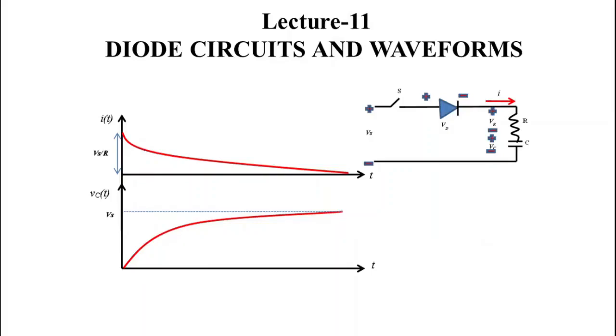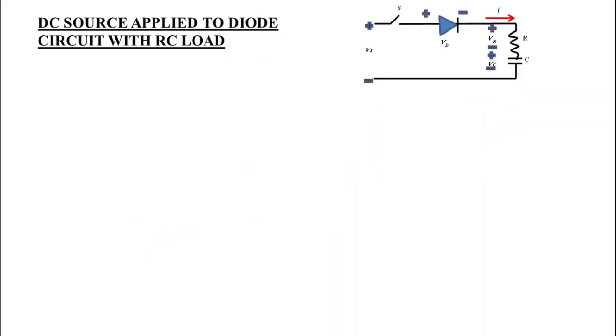This is lecture number 11 and today we are going to study diode circuits and waveforms. First we will study DC source applied to diode circuit with RC load. Here the load is resistive and capacitive, and this load is connected in series with this diode. Now this is switch S and this is voltage source Vs.